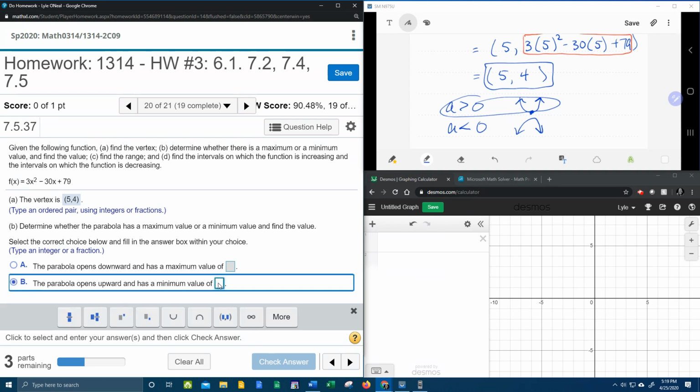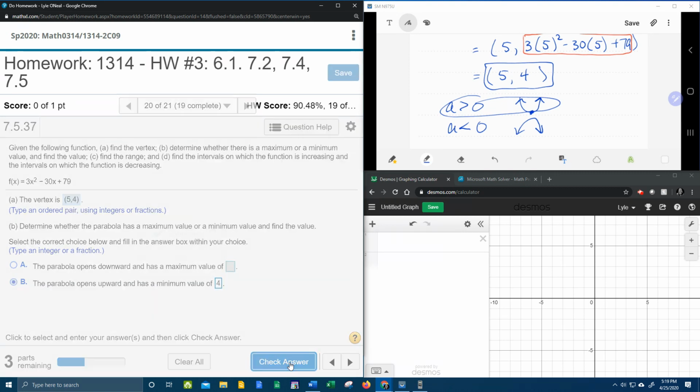It opens up, and that makes the vertex a minimum. Now, what is the minimum value? Well, it is the y coordinate of the vertex. The minimum value is always the y coordinate of the vertex.